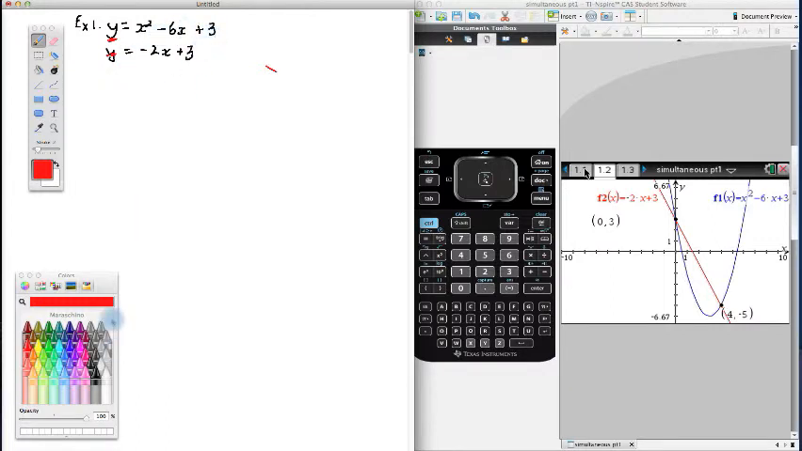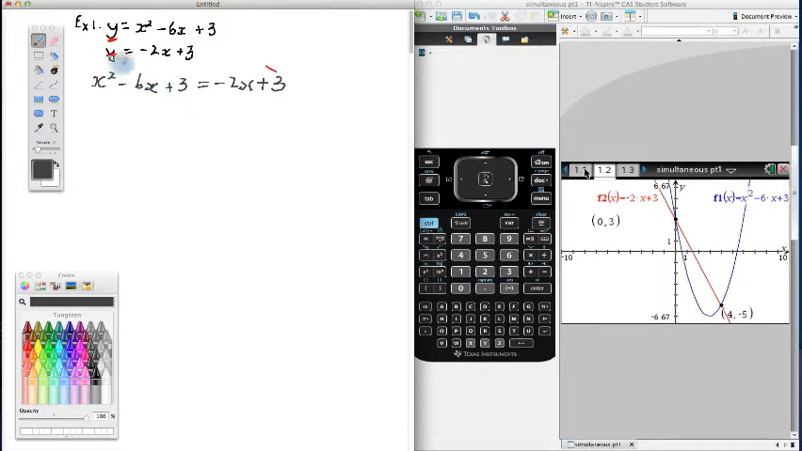So we can equate equation 1 to equation 2. So we'll have x squared minus 6x plus 3 must be equal to the second equation, minus 2x plus 3. Okay, they must be equal because they're both equal to y. So if they're both equal to y, they must be both equal to each other.